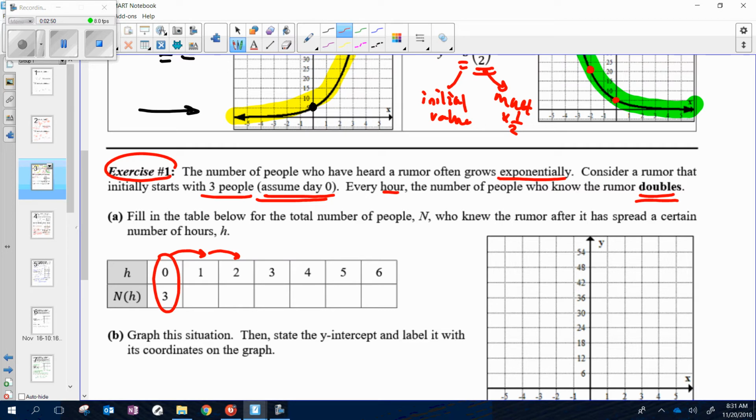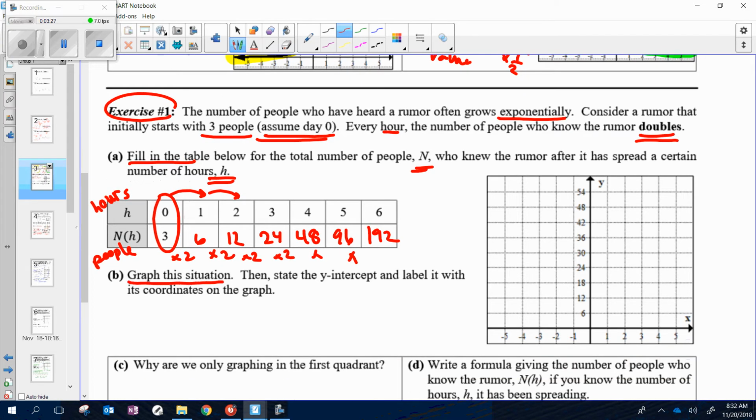So I'm reading carefully and I'm looking at the table they provided. I'm going to fill in this table where n is the number who knew the rumor after a certain number of hours. So this is hours, and this would be people who know the rumor. After 1 hour, if it's doubling, there would be 6, double, 12, double, 24, double, 48, double, 96, and double 96, and you get 192.